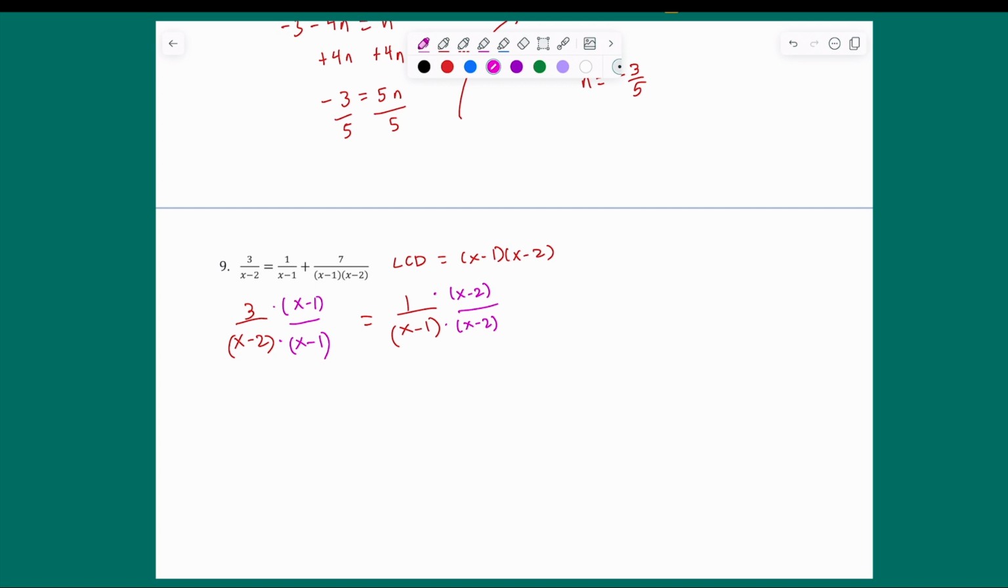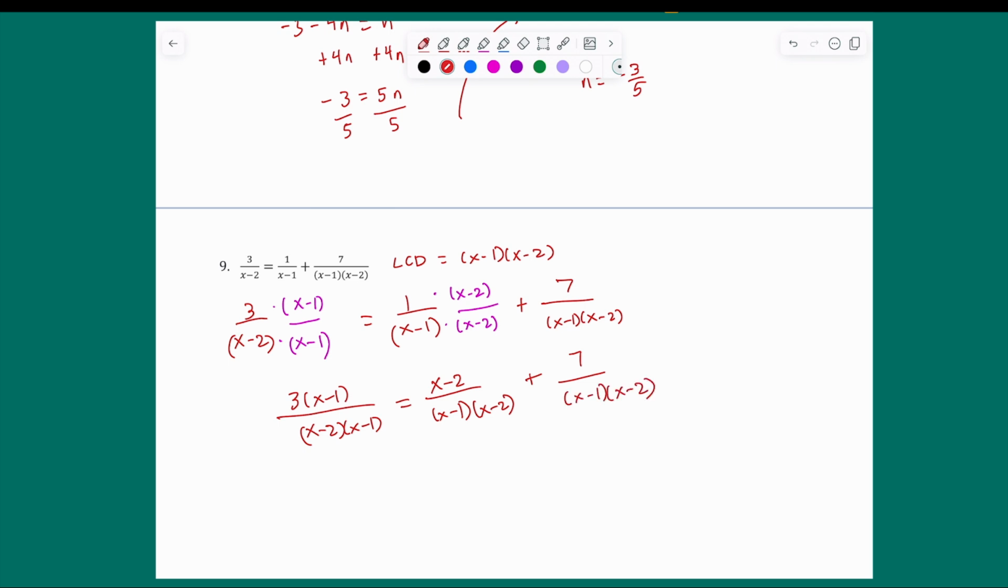Okay. Once again, those values are just 1. And this last fraction already has the LCD, so we don't need to multiply anything top and bottom. Okay, so now we're going to get 3 times x minus 1 all over x minus 2 times x minus 1 equals x minus 2 all over x minus 1 over x minus 2 plus 7 over x minus 1 times x minus 2.